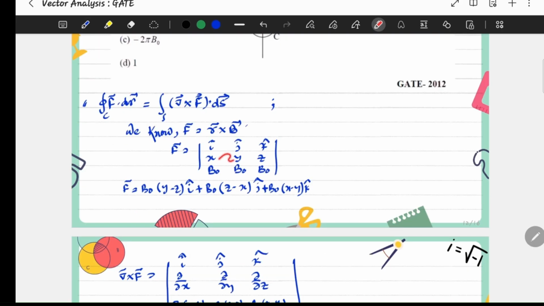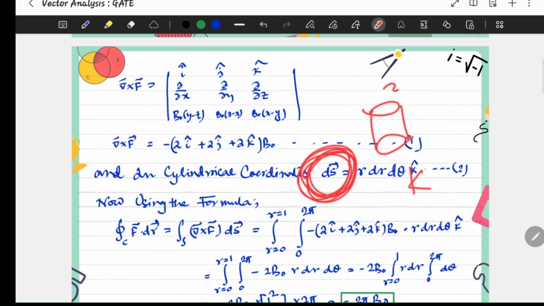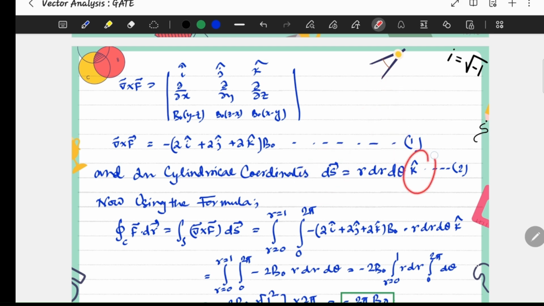So put the values of r, x, y, z, and b is constant vector b0 b0 b0. You will find that F equal to this one. Now find del cross F. Del cross F will come this one: minus 2y plus 2j plus 2k b0. And in cylindrical coordinates, what is this surface? Along the k cap, because it is the cylinder. If it is the cylinder, the direction is upwards, along the z direction.